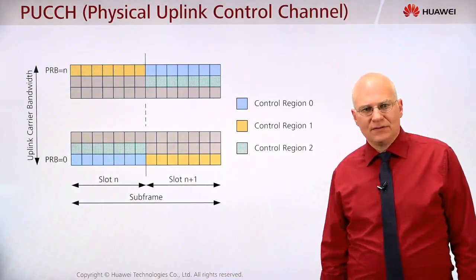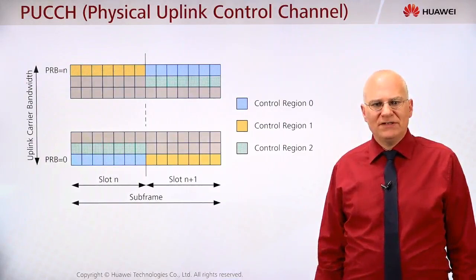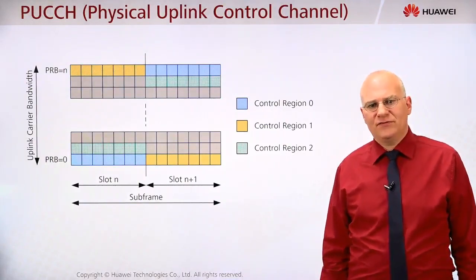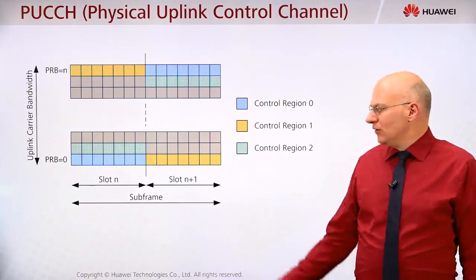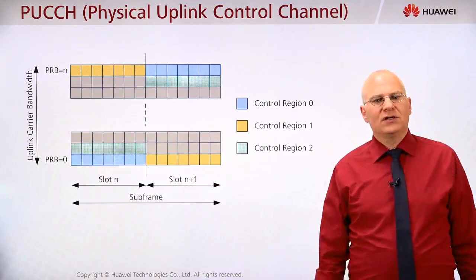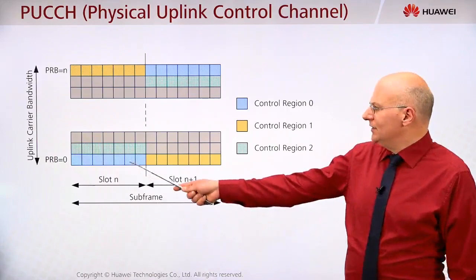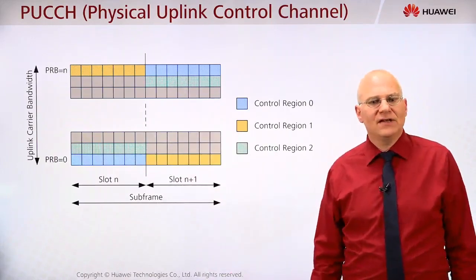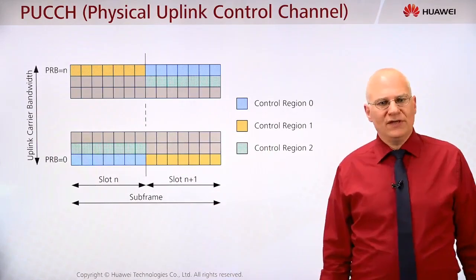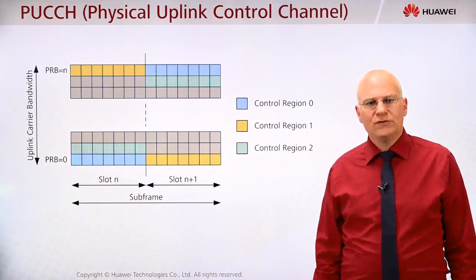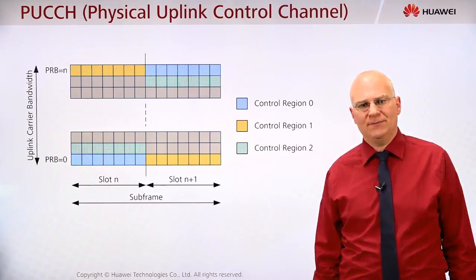So the last uplink channel is the uplink control channel. This is transmitted at both edges of the frequency carrier. In the minimum configuration, one resource block is used by the uplink control channel, and this channel is hopping. So we have an inter-time slot hopping of this channel. The hopping is used to have maximum frequency diversity.